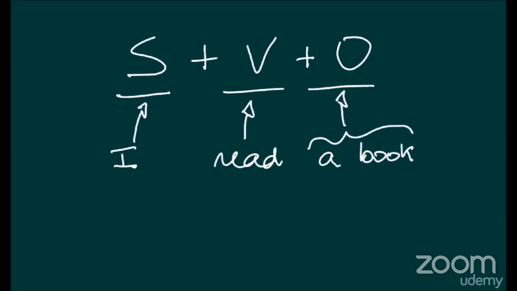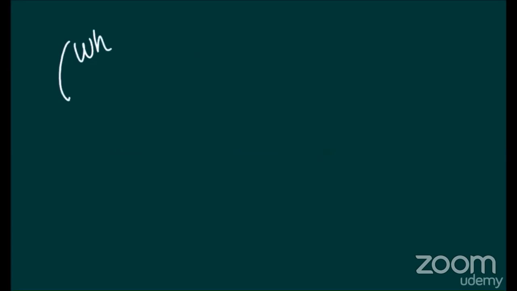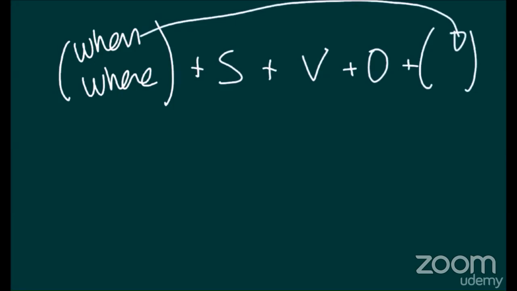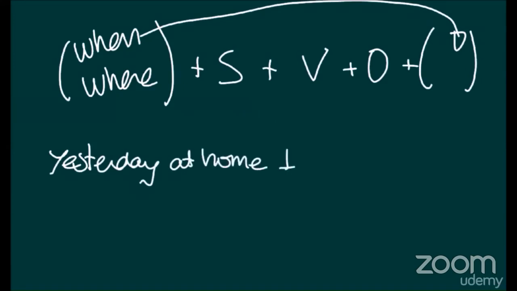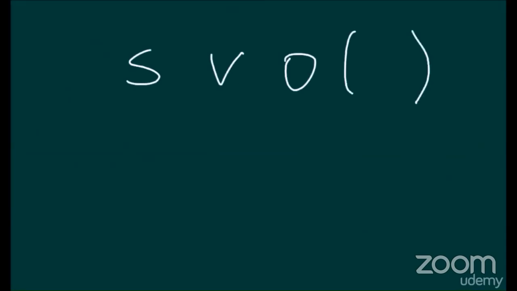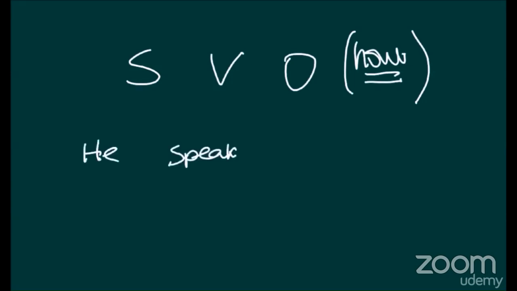object. If we want to say when the action happens or where it happens, we can put it at the beginning or at the end of the sentence. For example, yesterday at home, I read a book. Or, I read a book yesterday at home. We have the same structure, but we put the time and place at the beginning or at the end of the sentence. If we want to say how the action occurs, we put it at the end of the sentence. For example, he speaks English very well.